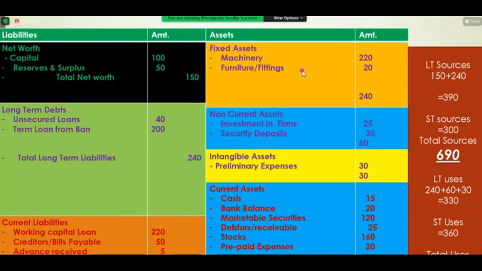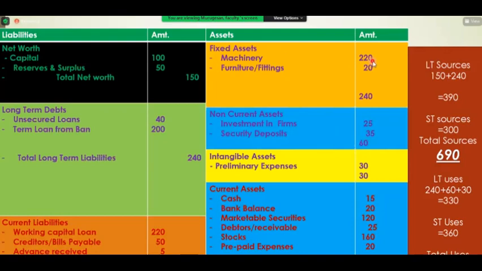Now, you come to the asset side. In the exam, they may give it in a jumbled way, but you have to classify correctly, then only your answers will be precisely correct. Okay, friends? Fixed assets, machinery, furniture, you put under NCA only. NCA again has three subheads. First one, physical assets. Second one, non-current assets. That is long-term investment. Investment in FAMs 25, security deposit 35. So 60 is non-current assets or long-term investment.